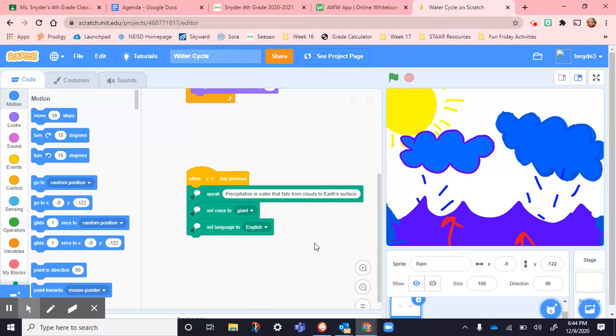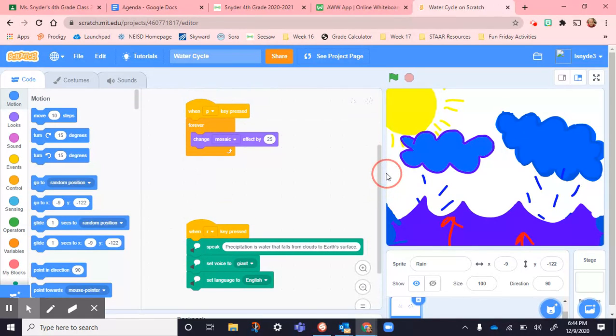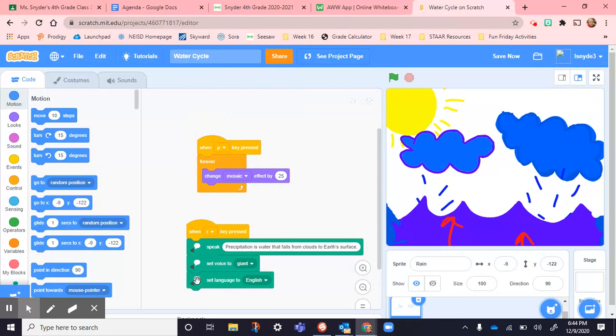Precipitation is water that falls from clouds to Earth's surface. And so here's how, when I click R, Precipitation is water that falls from clouds to Earth's surface. That is what's happening with my coding that I did for the speaking part of it. And then for P, I made it look like it's coming down raining. That's just one example of something you could do. This is the code to make that happen.